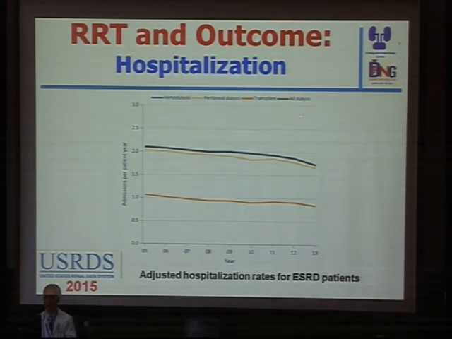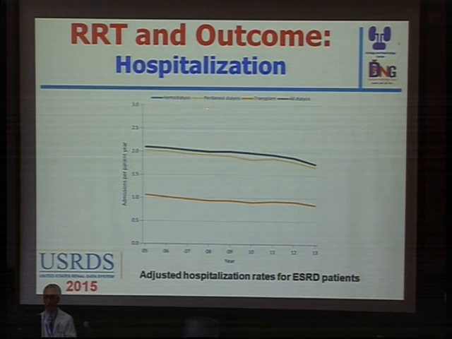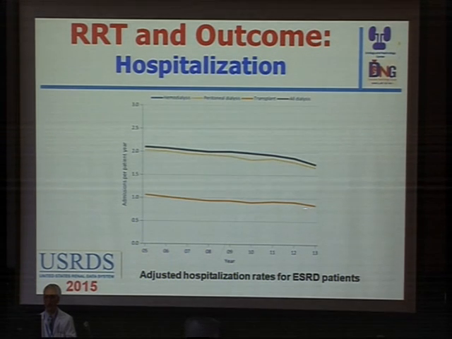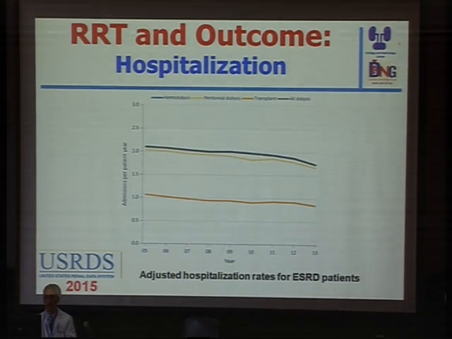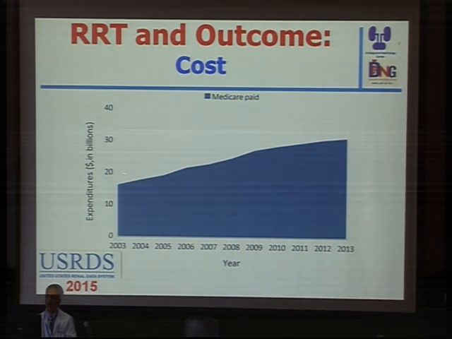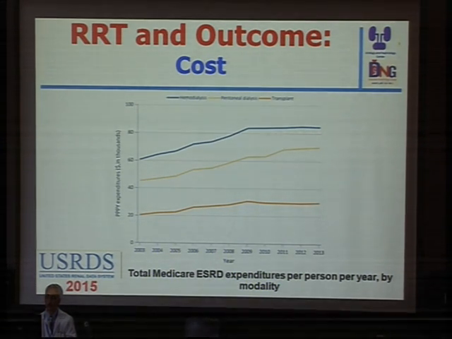And this is the comparison again regarding hospitalization between hemodialysis, peritoneal dialysis, and transplantation. In comparison to transplantation, hospitalization because of comorbidities is more common in hemodialysis and peritoneal dialysis. The cost through the years, through 1 decade only, the cost is doubled from $15 billion in the United States to 30. So again, not only mortality, hospitalization, morbidity, but also higher cost of taking care of these patients.